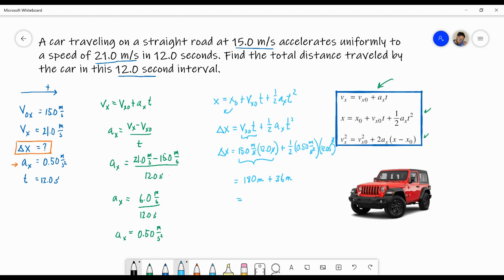Now, check this out. I've got 3 significant figures and 2 significant figures here. But my reality is that when I do addition, I'm not actually going to lose anything. So 180 plus 36 should be 216 meters. And that's what I walk away with as my final answer for the amount of distance that I have covered, based on the fact that I started at 15 meters per second, I ended at 21 meters per second, and I do that for 12 seconds overall.